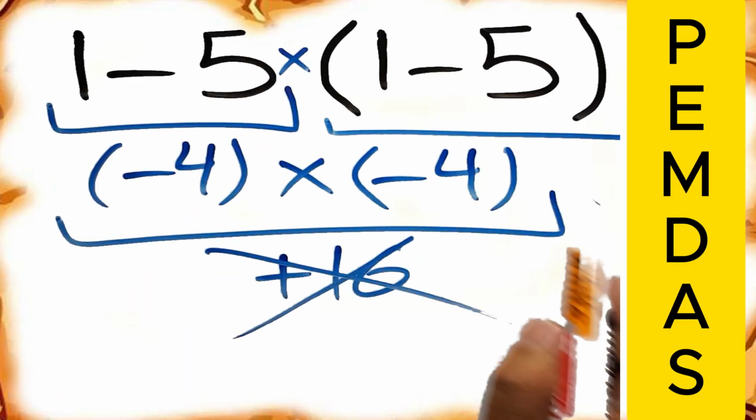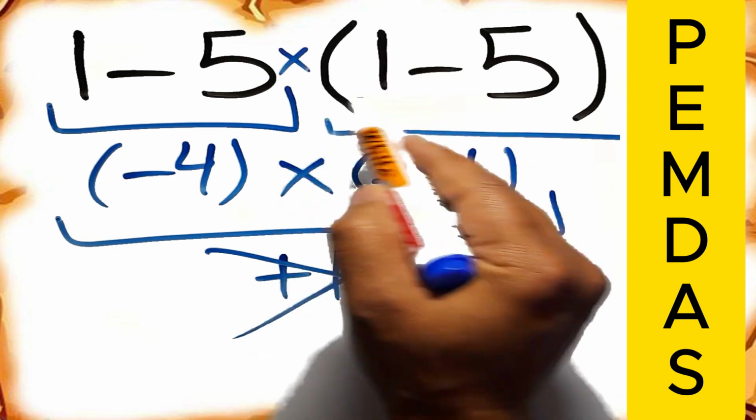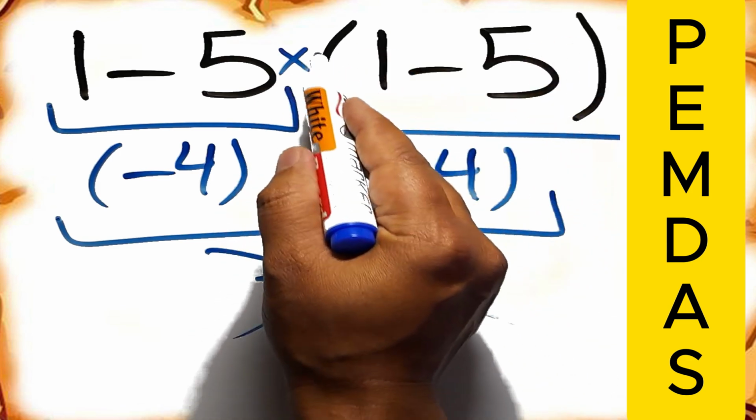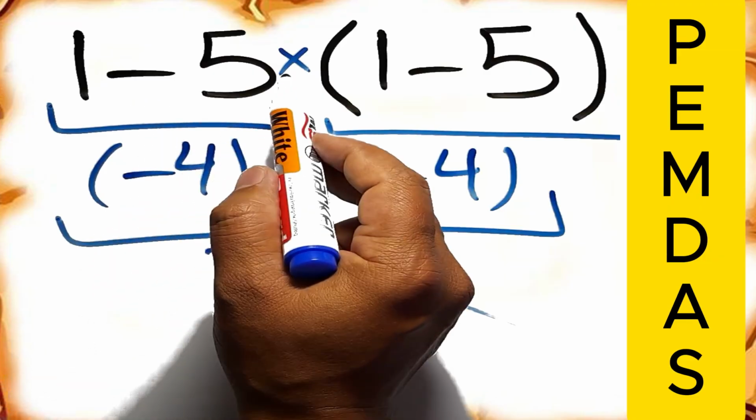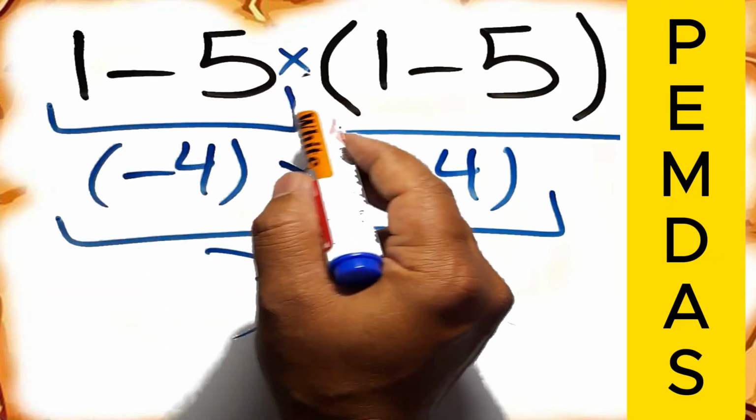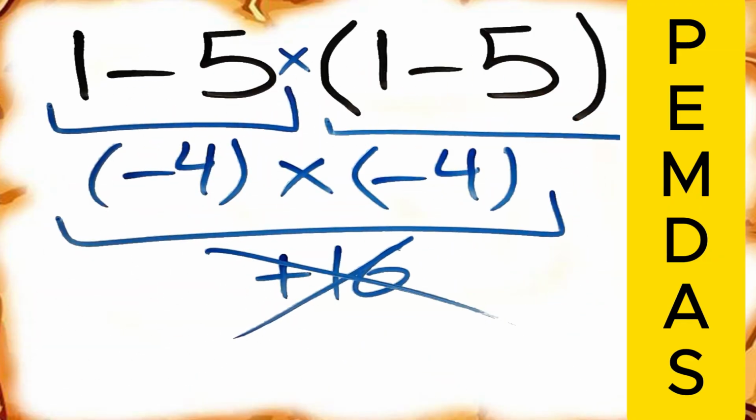Okay, so according to PEMDAS, first we have to do this parentheses, then this multiplication, and finally this subtraction. If we do this subtraction before this multiplication or this parentheses, it is wrong.